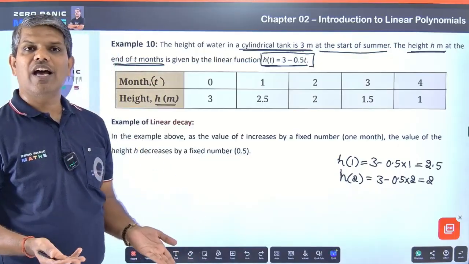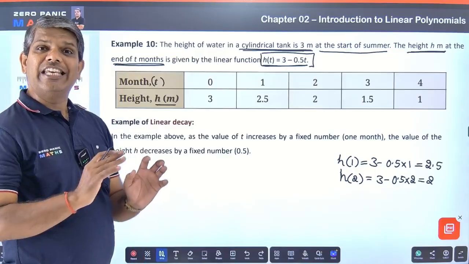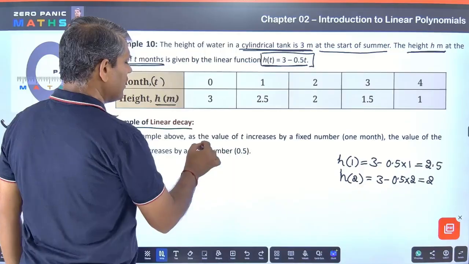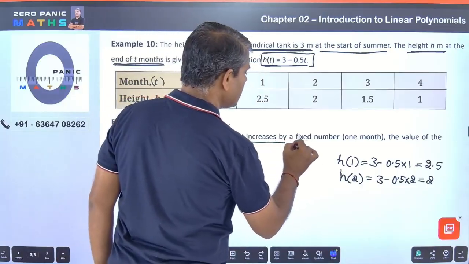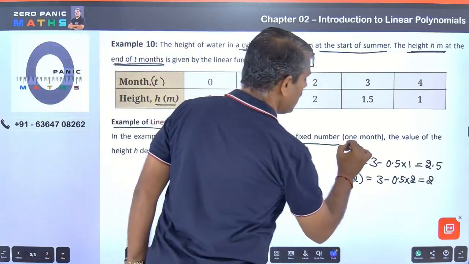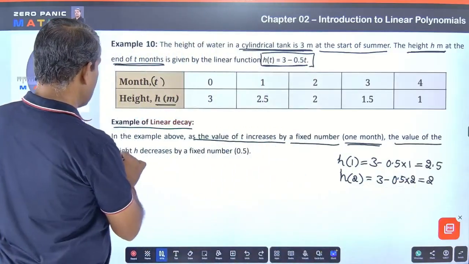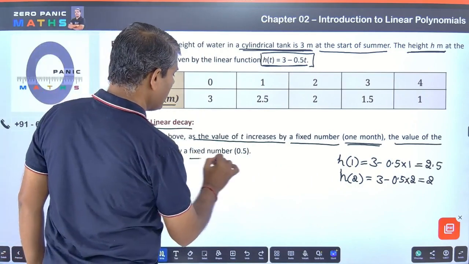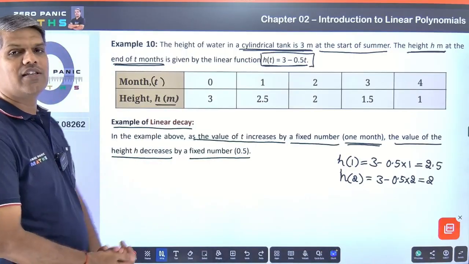So this is called the decay in the linear pattern, linear decay. This is an example of linear decay. In the example above, as the value of t increases by a fixed number, and that fixed number is 1 month, the value of the height h decreases. It is not increasing, it decreases by a fixed number, and that fixed number is 0.5 meter. That's why it is called a linear decay.